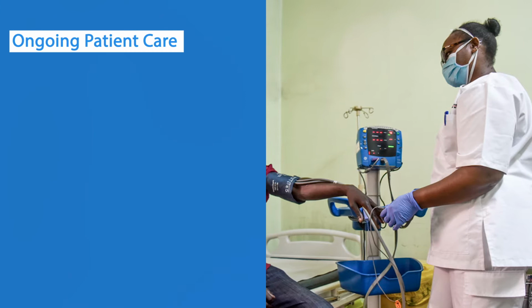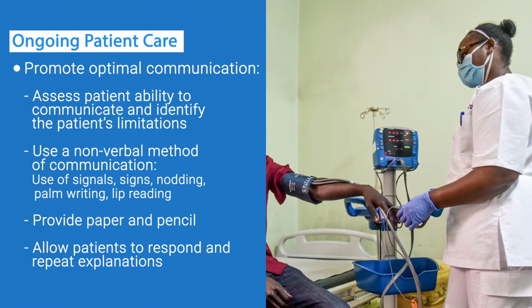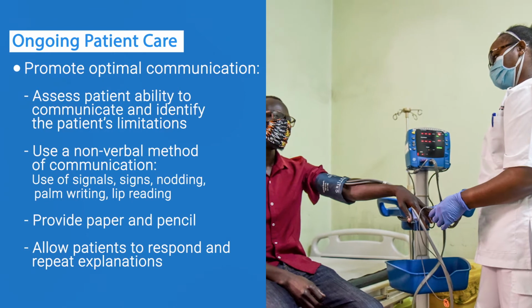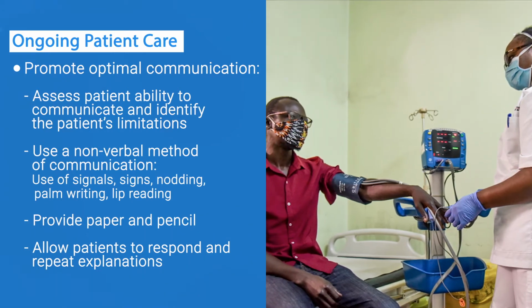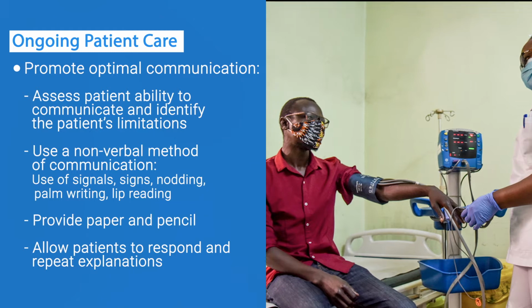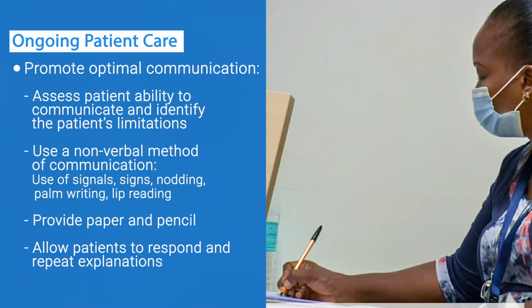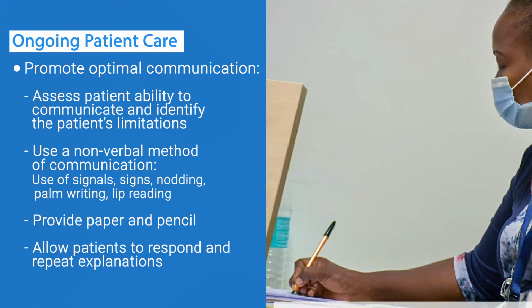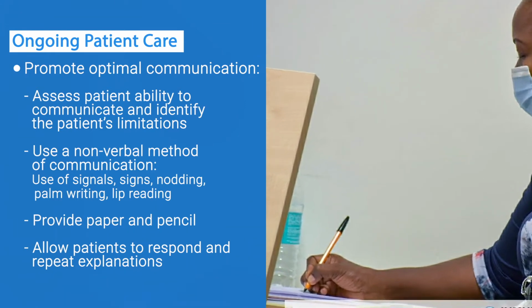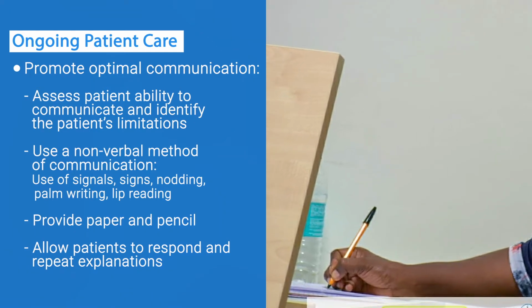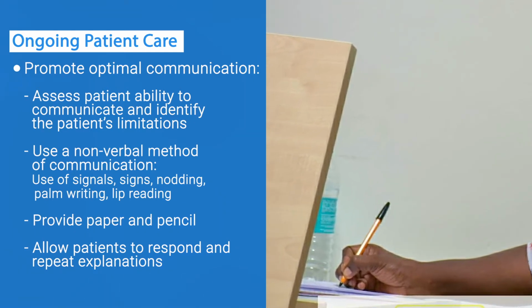What principles should be followed for ongoing patient care? 1. You should promote optimal communication. How? You should assess patients' ability to communicate and identify the patient's limitations. You can also use a non-verbal method of communication when required. Use of signals, signs, nodding, palm writing or lip reading should also be used.